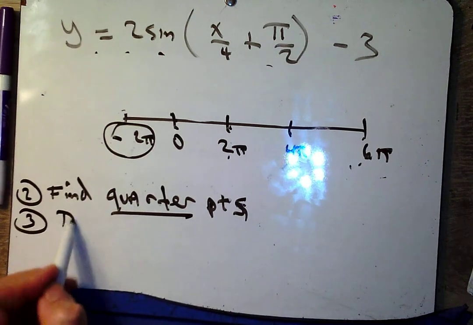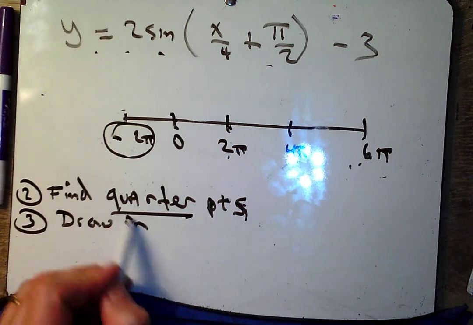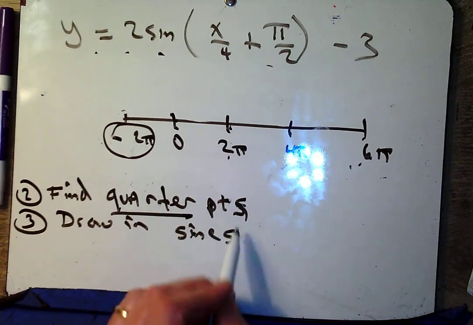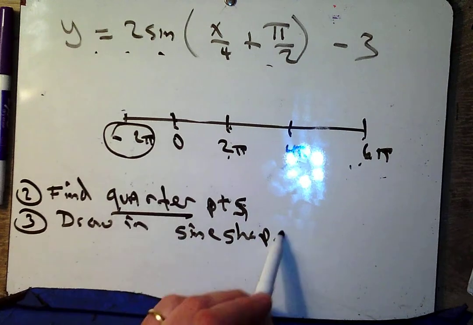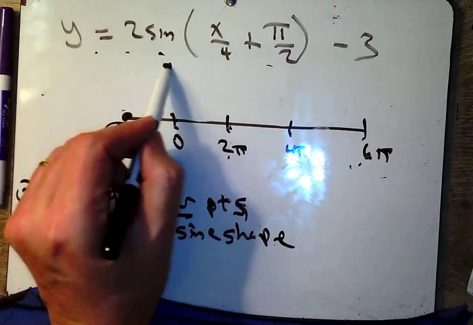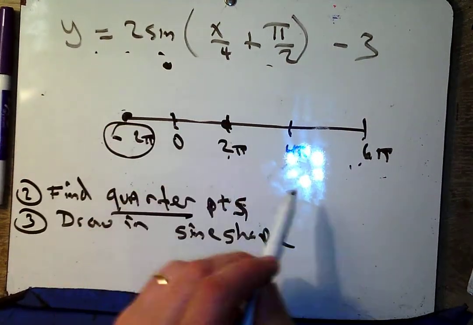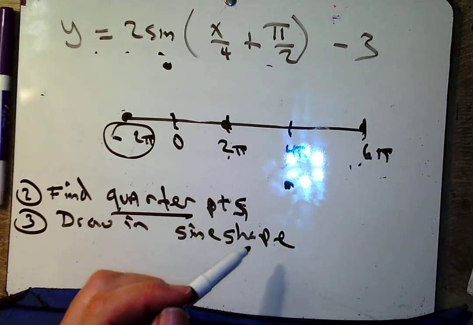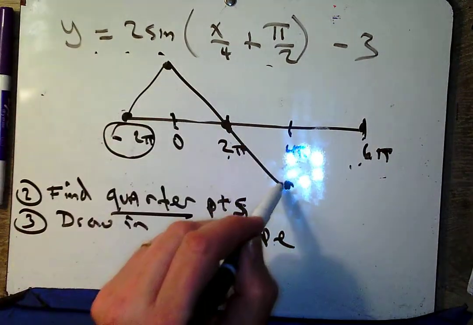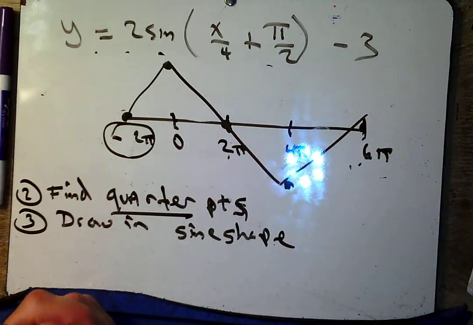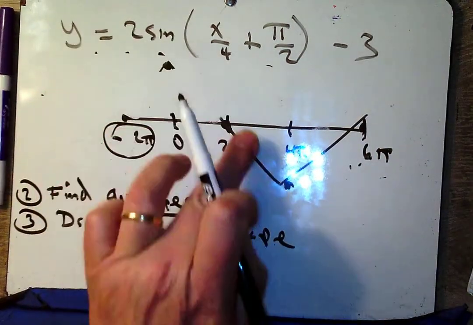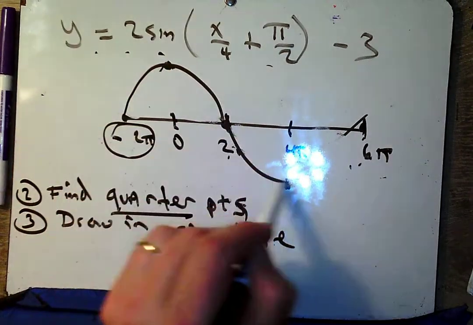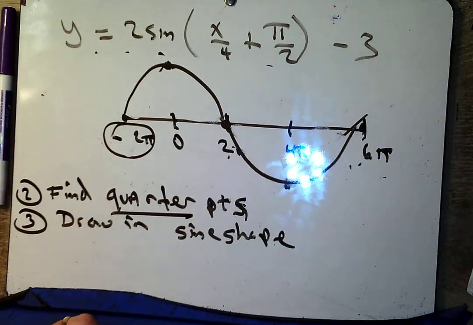Step 3, draw in the sine shape. Remember, sine starts on the midline, goes to its high point, back to the midline, down to its low point, and back to the midline again. And please, sine does not look like that. Please don't do that. Please don't do that. Concave down, concave up. There's our sine graph.